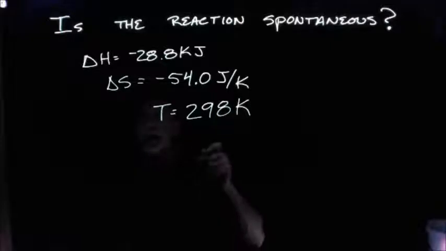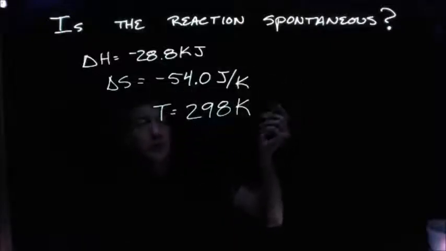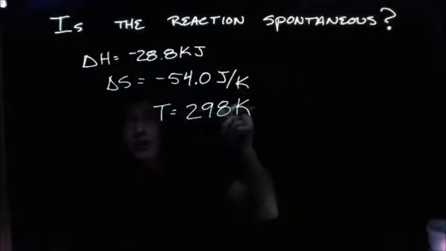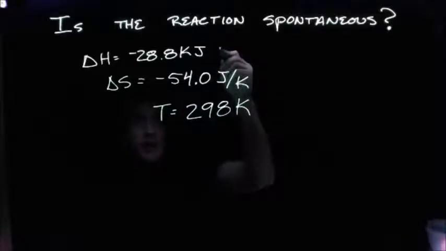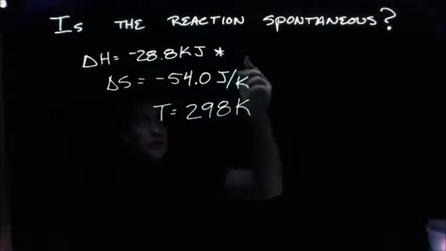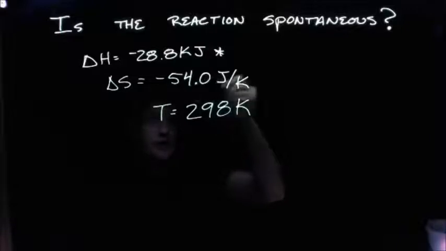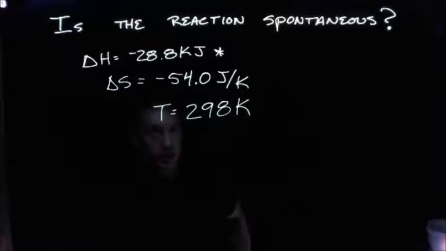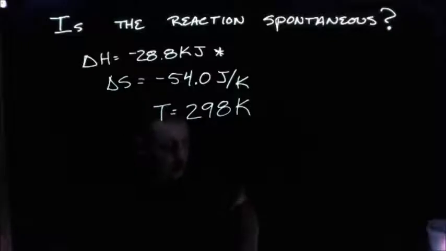All right, this question asks, will a reaction be spontaneous or non-spontaneous given that delta H is negative 28.8 kilojoules, delta S is negative 54.0 joules per Kelvin, and the temperature is 298 Kelvin.